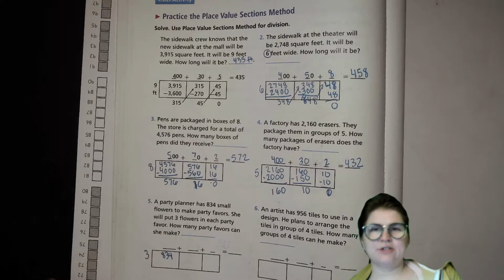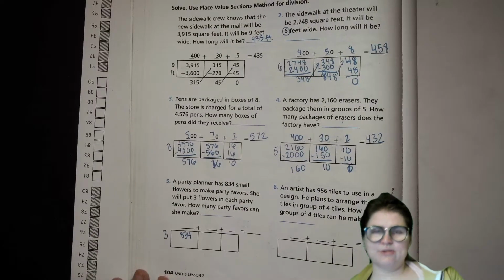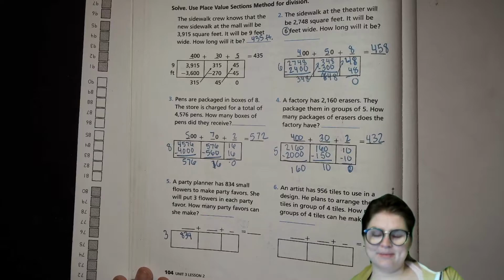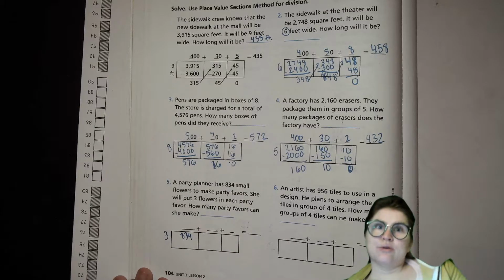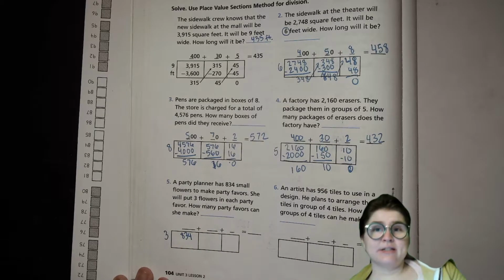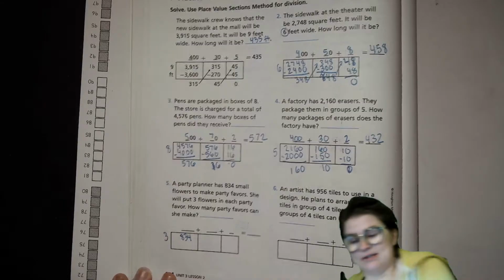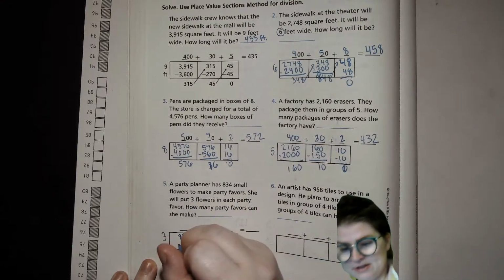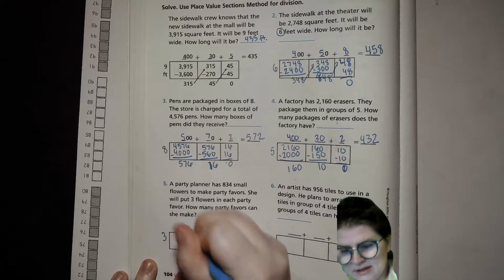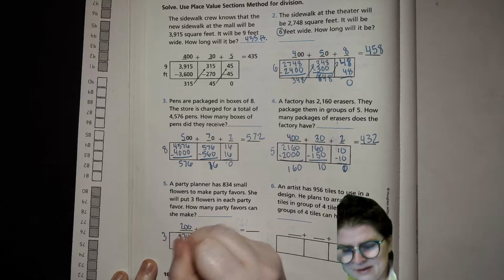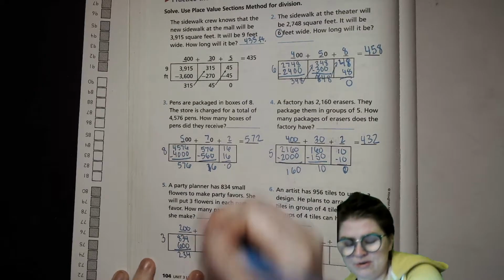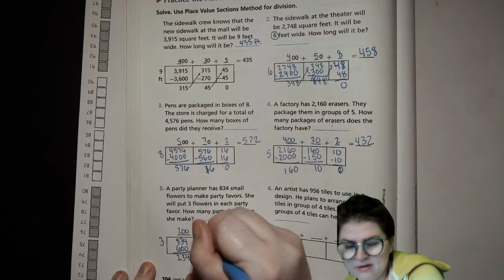How many hundreds do we need to get close to but not over 800 something? So 200, right? Because 3 times 200 is 600, but 3 times 300 is 900. That's too big. So 600, and that's 200 there. That leaves us with 234. So then we're going to bring that here.